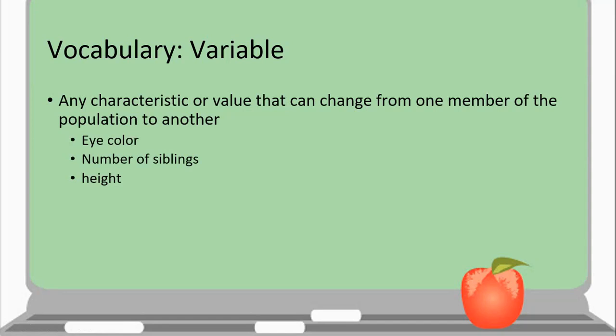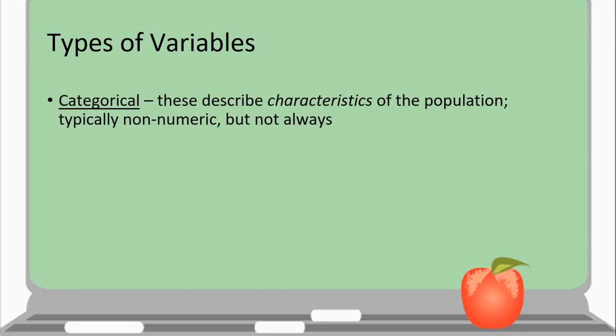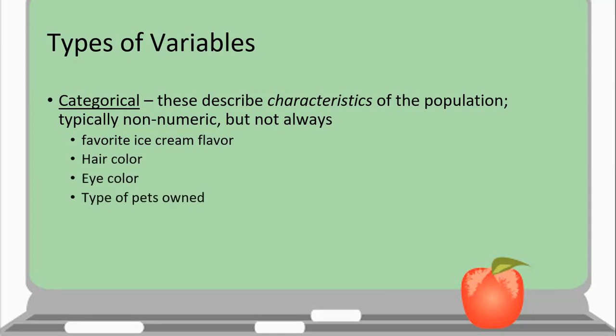And there are all different types of variables. There are three particularly that we study in this course. First of which is called a categorical. These are variables that describe characteristics of a population. They're typically non-numeric. They can be numeric, but typically they're not. Things like a person's favorite ice cream flavor. That's a characteristic. That's a categorical variable. Really favorite anything. Favorite teams, favorite sports, whatever. Hair color: brown, blonde, red, black. That's categorical data. It describes a characteristic. Eye color, type of pet owned: dogs, cats, fish.